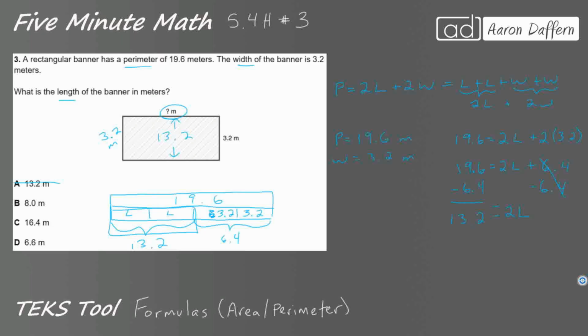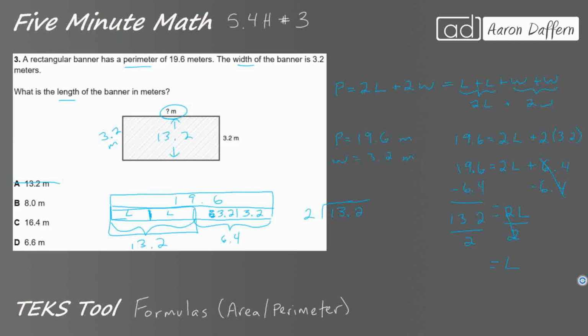So we can just take our 13.2, we can divide by 2. Now I can do that because I see that I need to take this and split it into two parts. We can also use the division property of equality. If we divide both sides by the same amount, we maintain a balanced equation. I divided by 2 because there's 2L, and 2 over 2 just makes one whole. So what that does is that lets me get my L by itself.